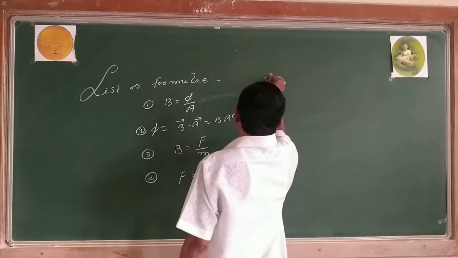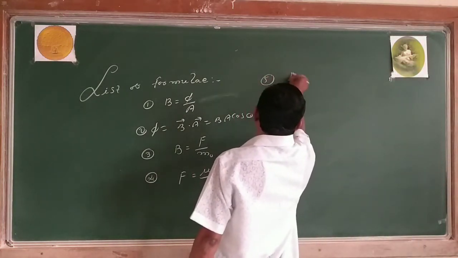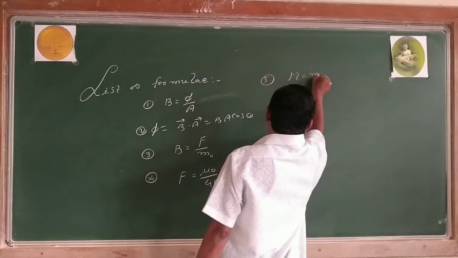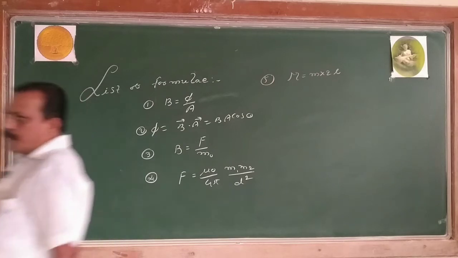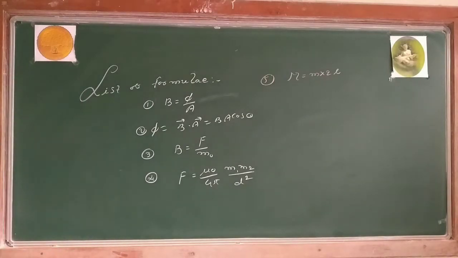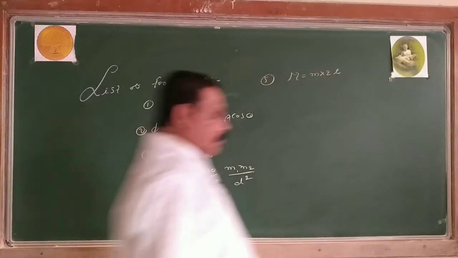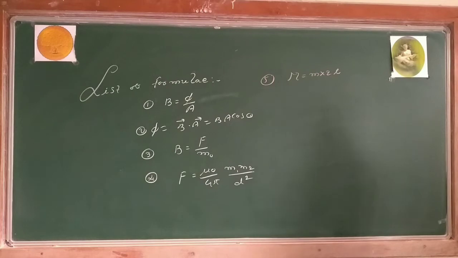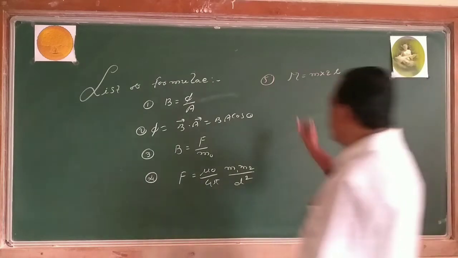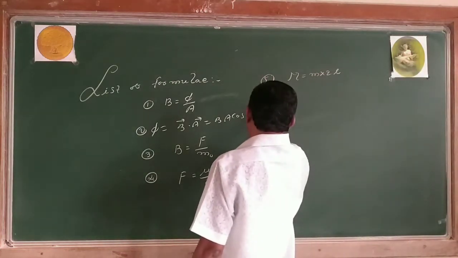Fifth one, the magnetic dipole moment capital M equals m into 2l, where 2l is the separation distance between the two poles of the magnet. It is a vector quantity. Its direction is from south to north. Right? Then after that, the bar magnet is equivalent to a solenoid.